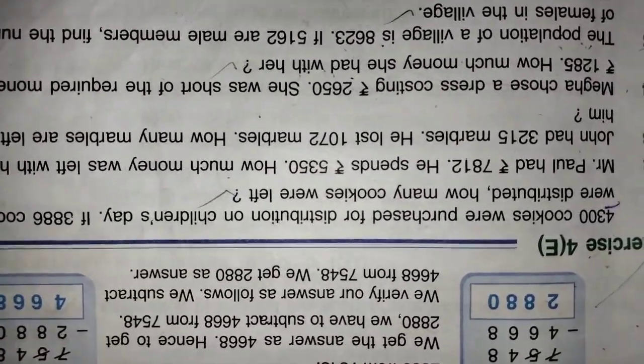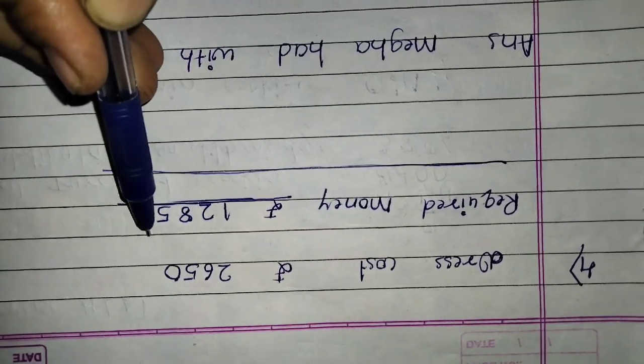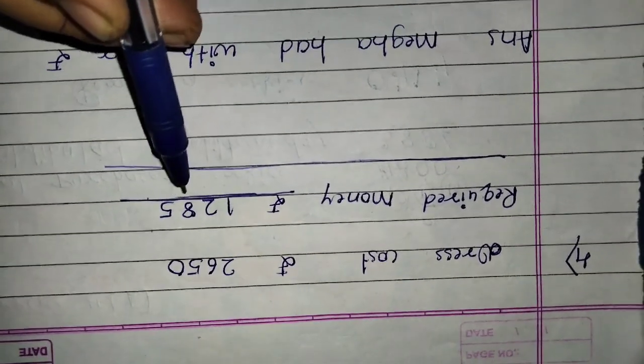Now she has some money, but she was short of money, means she had less money. How much is less for the 2,650? 1,285 is less for her to purchase the dress. They are asking now how much money was with Megha. Now the dress costs rupees 2,650 and the short money is rupees 1,285.